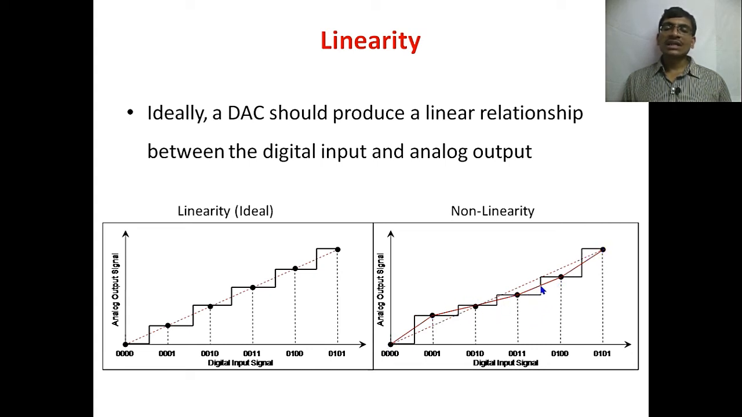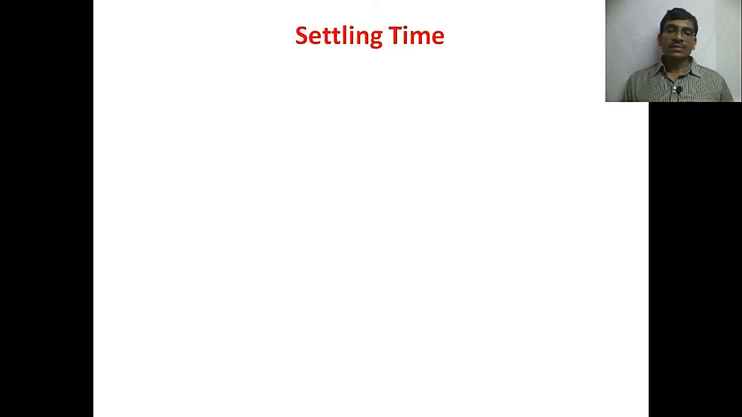See this red curve, this is a different type. In the ideal case, the analog output increases linearly like a straight line here. So this is called linearity of the DAC. The DAC should produce a linear output for the different variations in the input signals.